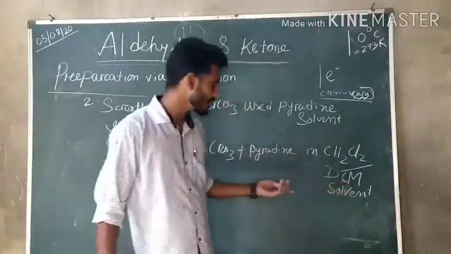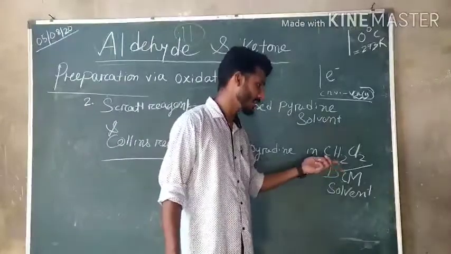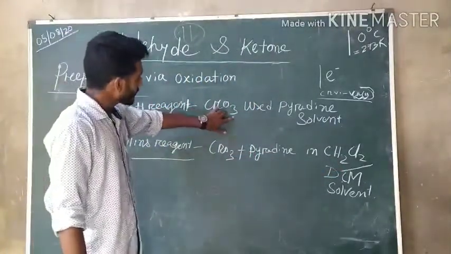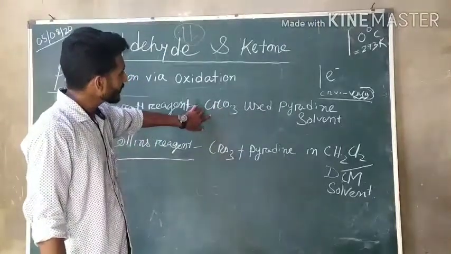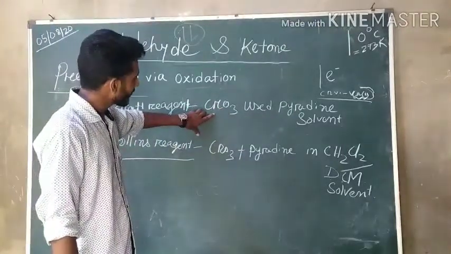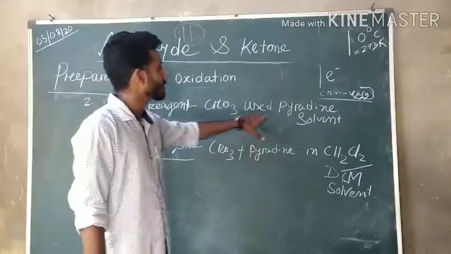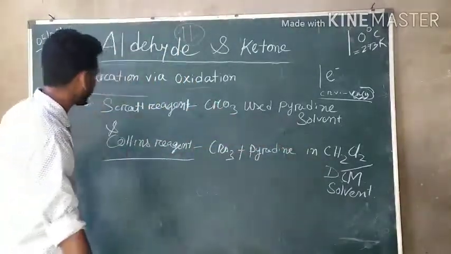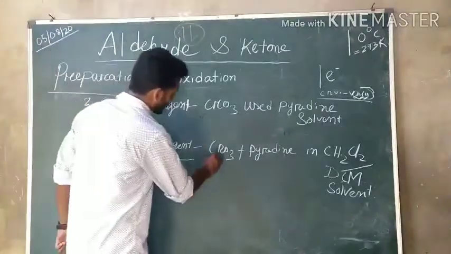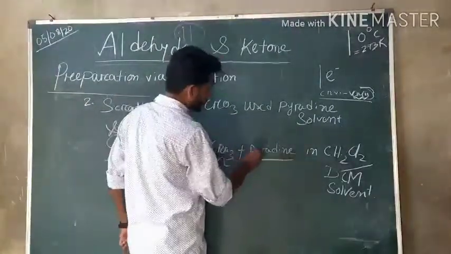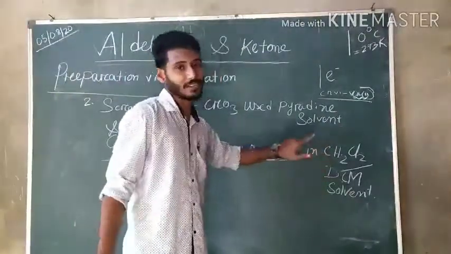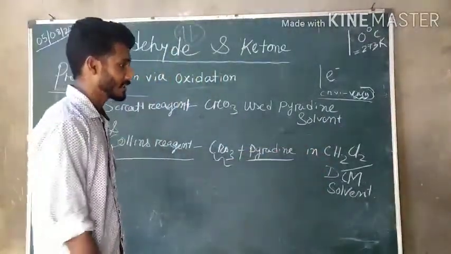Okay, please go through it. DCM is dichloromethane. Here, as you see, in Sarett reagent chromium trioxide is used alone in the presence of pyridine as solvent. But in Collins reagent, this will be combined with this, but the solvent is different.